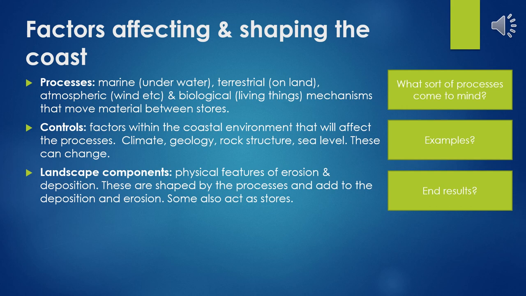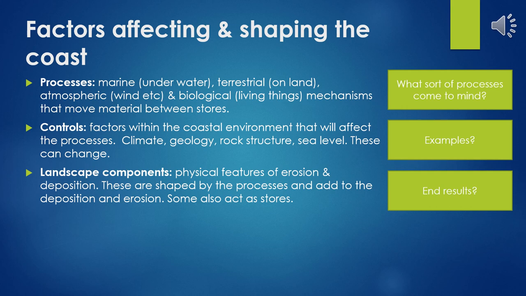Within that as well, you've got controls. Now, these are the things that are going to limit it or speed it up. So, for example, the climate: if it gets a lot of wind and has a lot of storms, it's going to have a lot more erosion and that's going to happen a lot more quickly. If, for example, the geology has got really, really hard rocks, then the process is going to happen really slowly. On the other hand, if you've got really soft rock, they're going to happen a lot quicker.